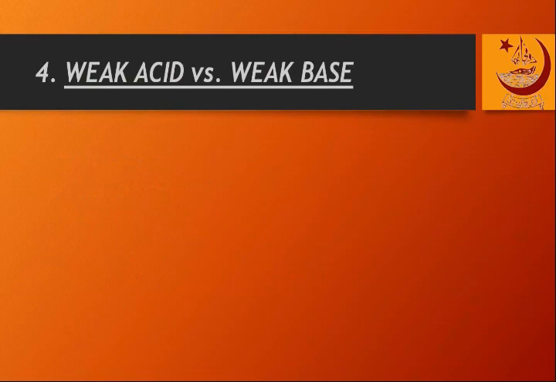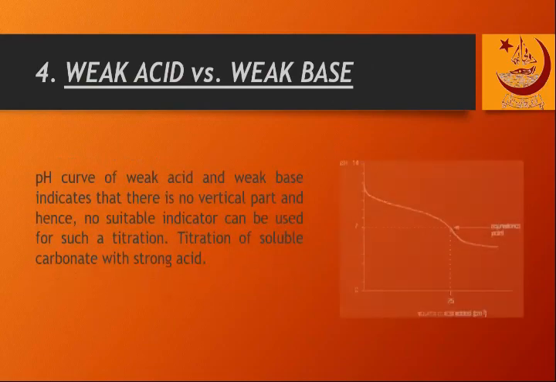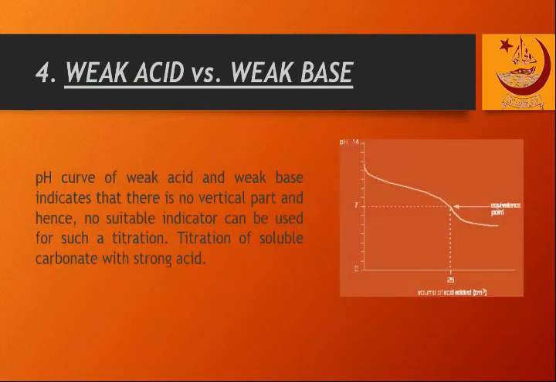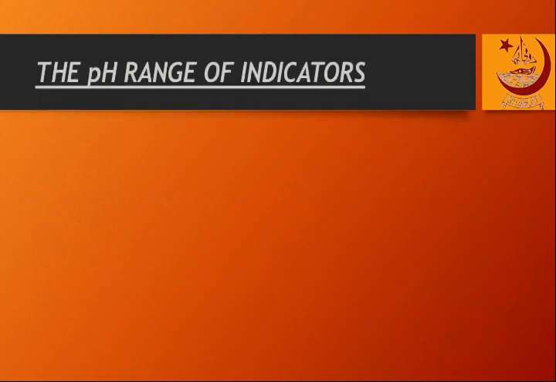Weak acid versus a weak base. The pH curve for weak acid and weak base indicates that there is no vertical part and hence no suitable indicator can be used for such a titration. Titration of soluble carbonates with strong acid. The pH range of indicators.